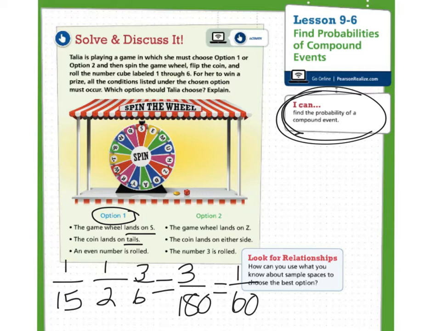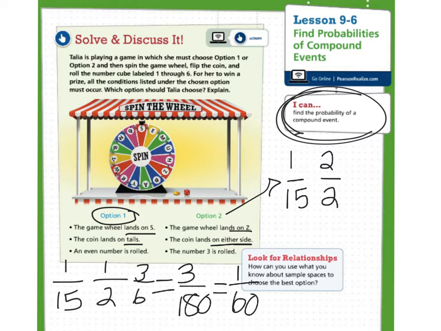Now let's take a look over here at option 2. This time in option 2, we want the game wheel to land on Z. I still have 15 sections, and I need to look at how many of them have Z as their label, and I only see 1 again. So that's a 1 out of 15 chance of the wheel landing on Z. Then the second thing I'm looking for is the coin, and it says the coin lands on either side. It doesn't matter if it's heads or tails, because either side is a favorable outcome. So I have a 2 out of 2 chance of getting what I need for the coin.